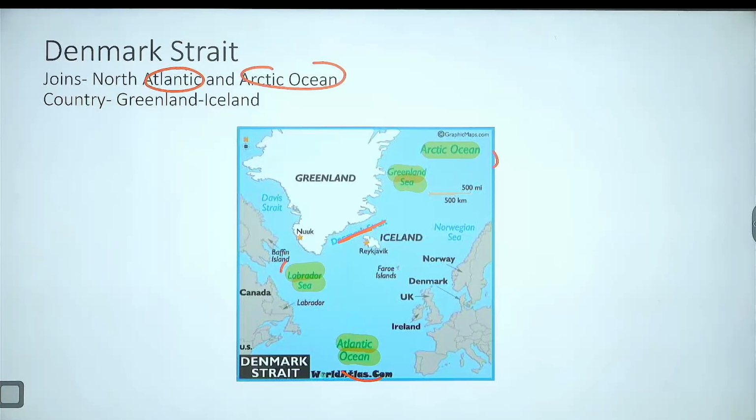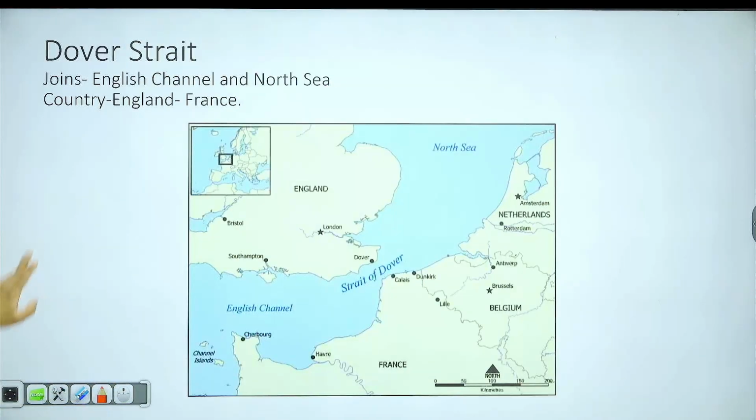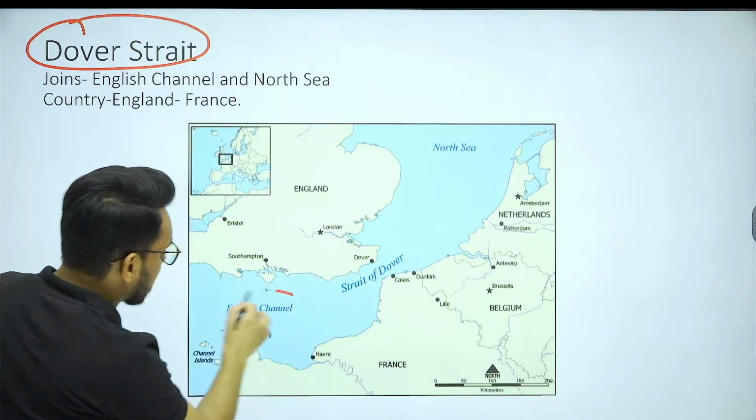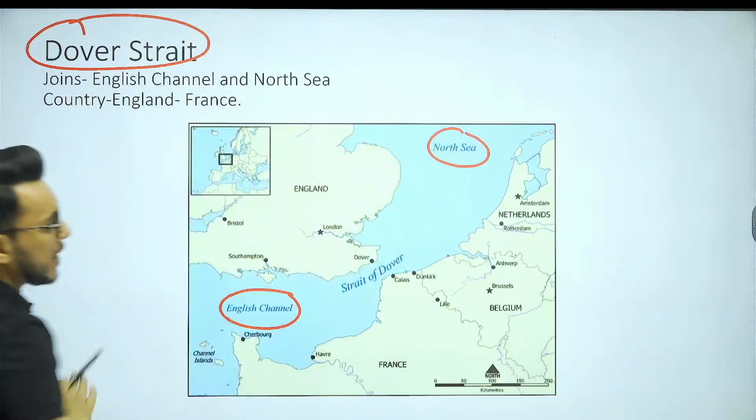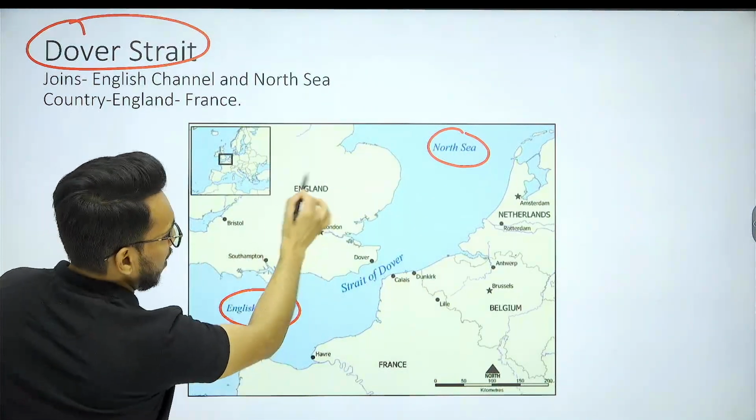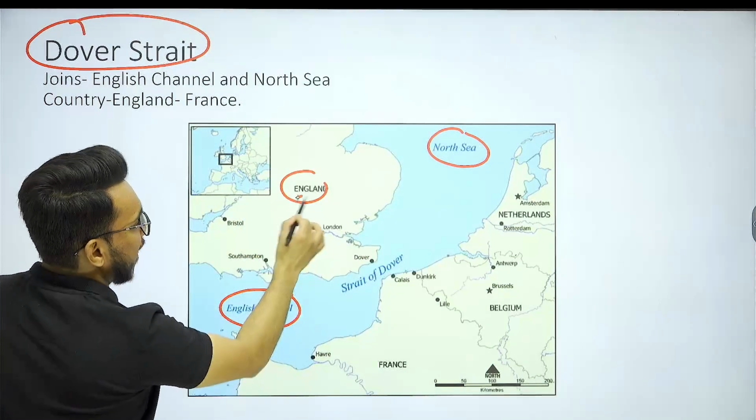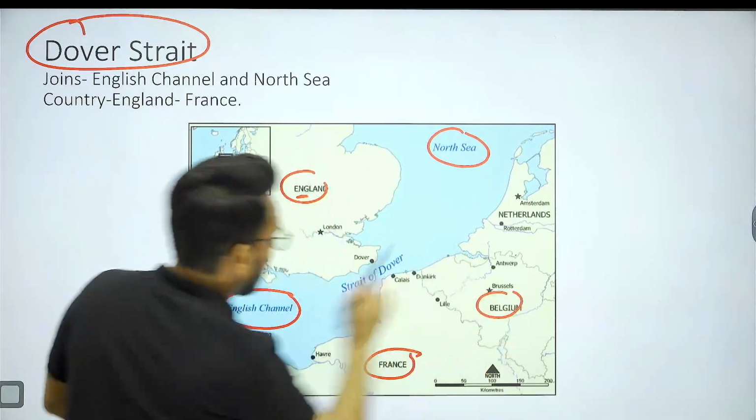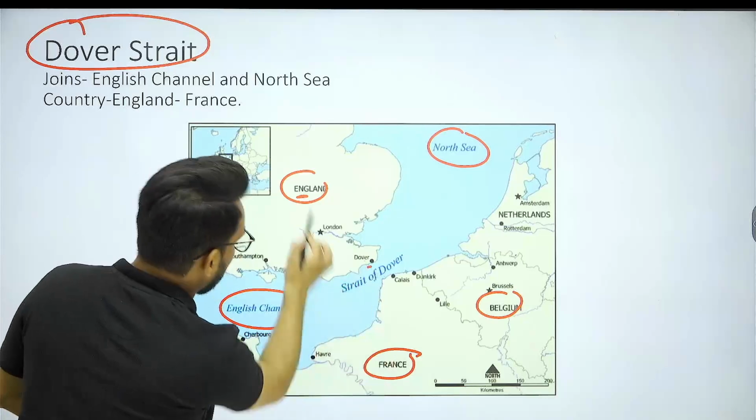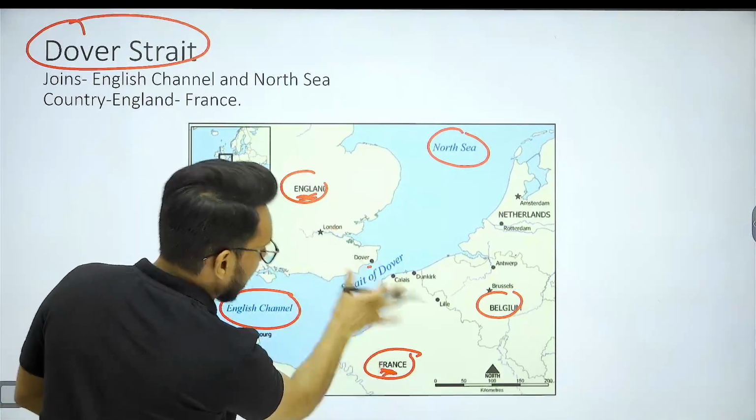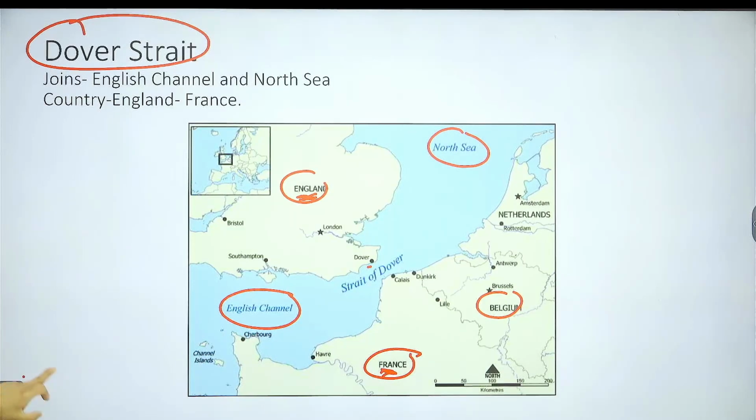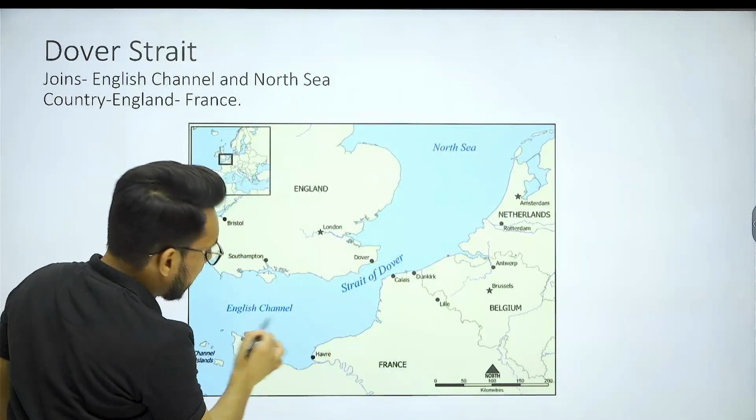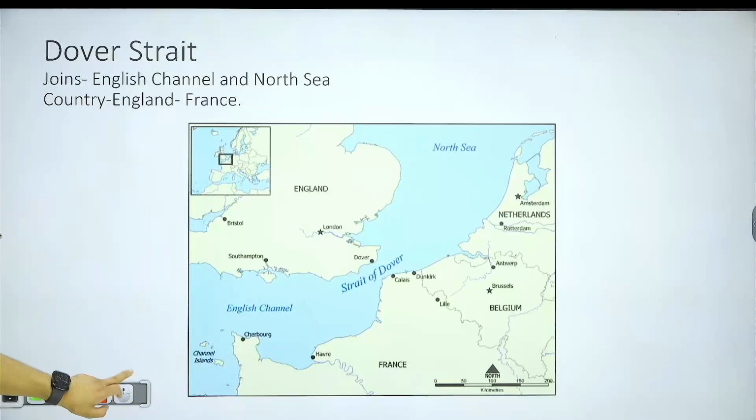Okay. Now moving on to the next one. Dover Strait. So basically, Dover Strait, it connects English Channel with North Sea, and in the north of the Strait of Dover, we have England, and in south of Strait of Dover, here we have France and Belgium. Largely, Strait of Dover lies between England and France only. Majorly, it lies between England and France. So Dover Strait connects North Sea with English Channel.